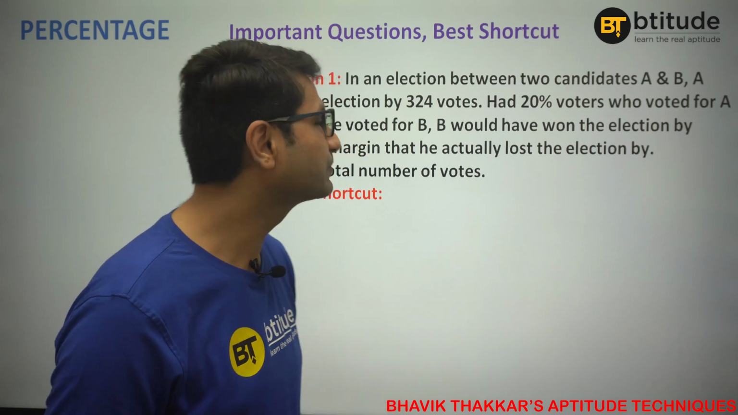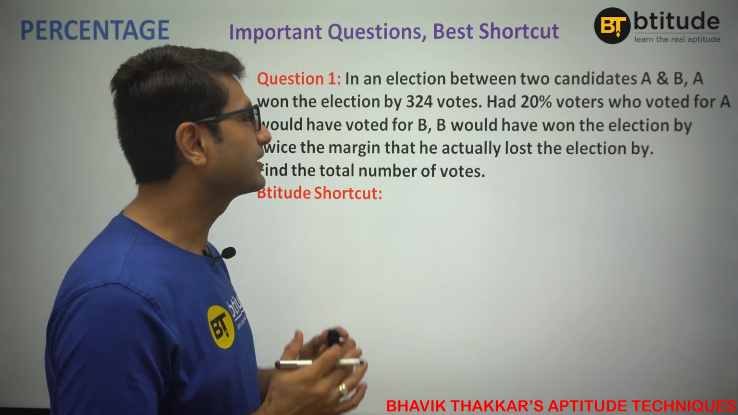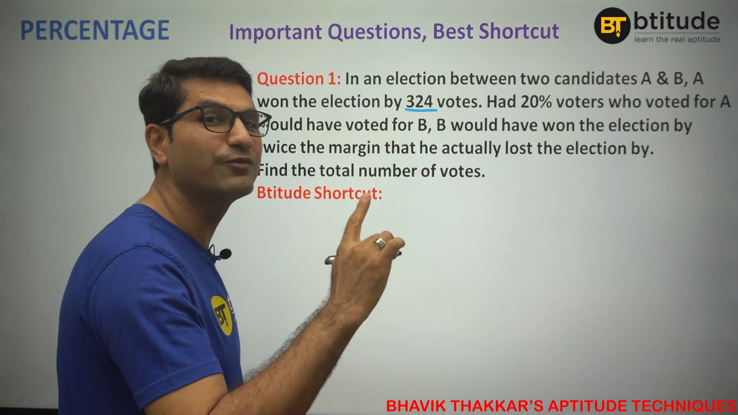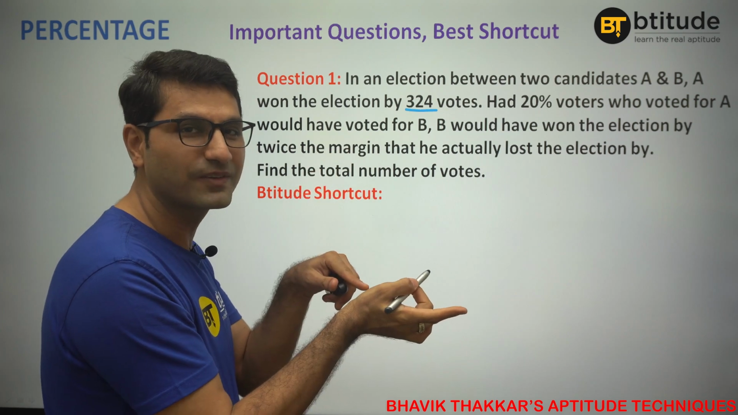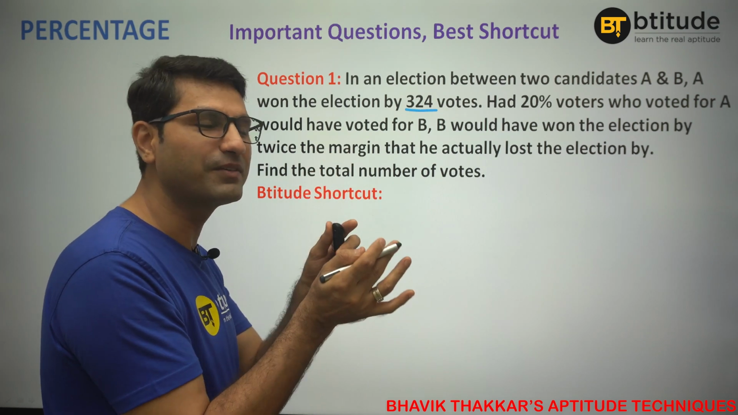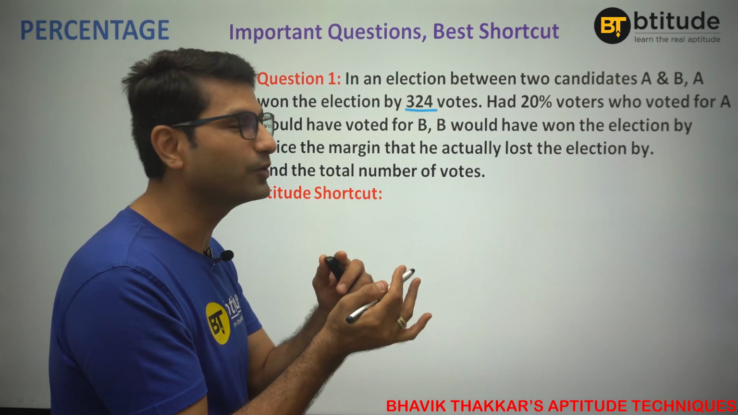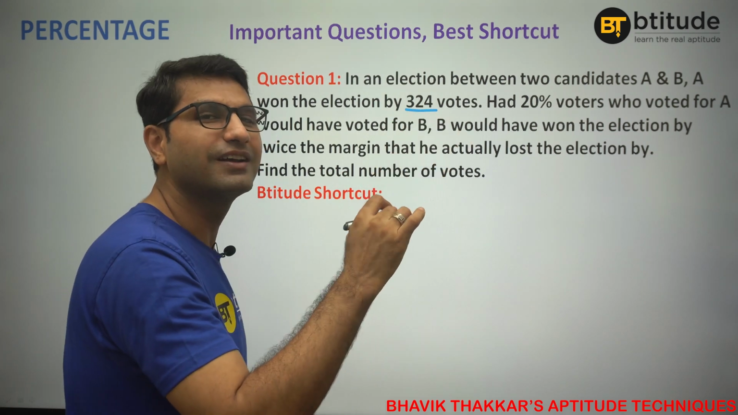All you need to do is compare. What happened? First, he was losing by this many votes, and then he won by twice that many votes. So what would be the difference between the votes he got before as compared to the votes that he is getting now? Obviously 324 plus twice of it.